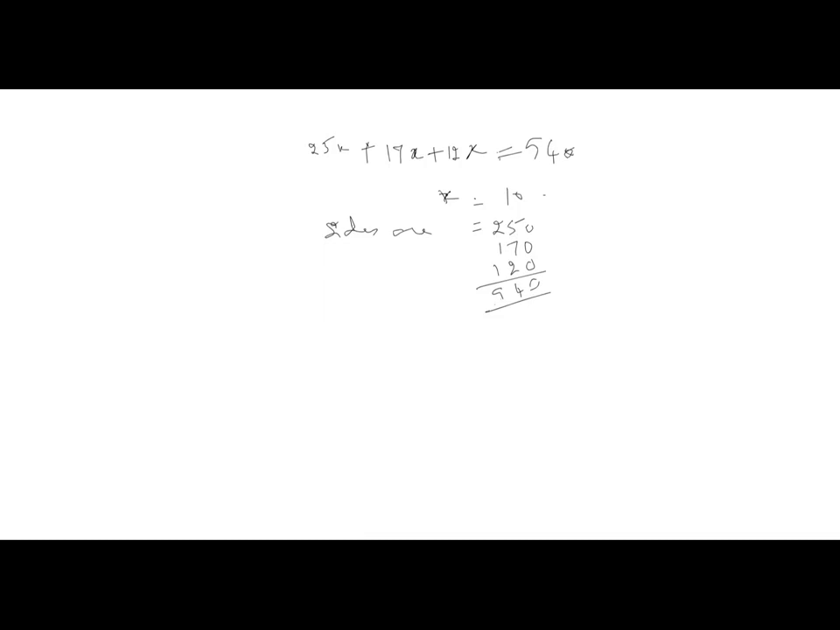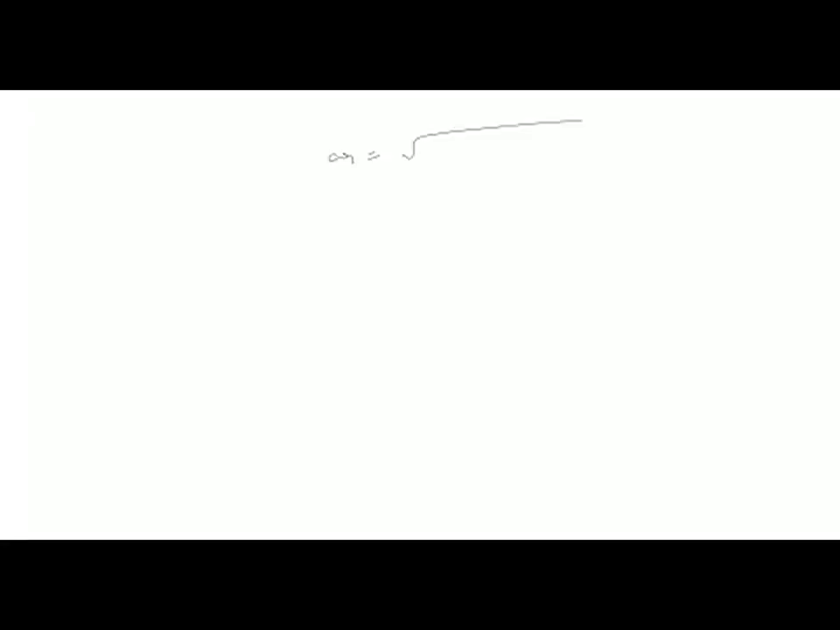Yes ma'am. So now, s is 540 by 2, how much is that? 270. Correct. So the area will be square root of 270 multiplied by 270 minus 250. How much is that? 20.